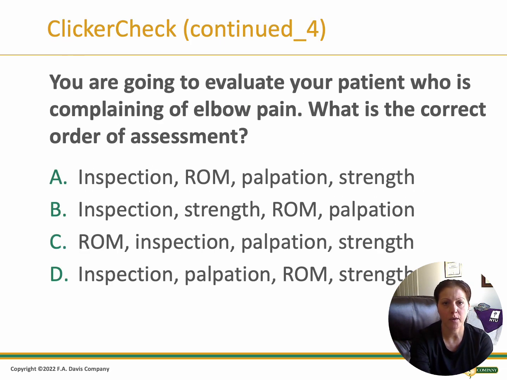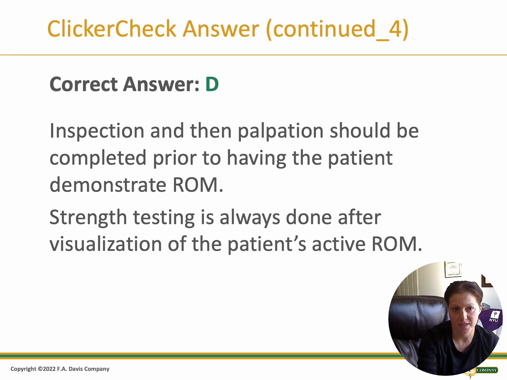So you're going to evaluate your patient who is complaining of elbow pain. What is the correct sequence of this exam? And remember, inspection is always the first one, so by way of elimination, we can eliminate C. Palpation is your next, and then we always said range of motion before resistance. So if you said D, you're correct.